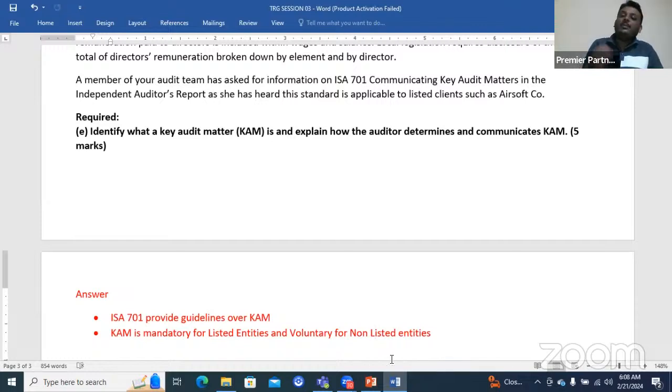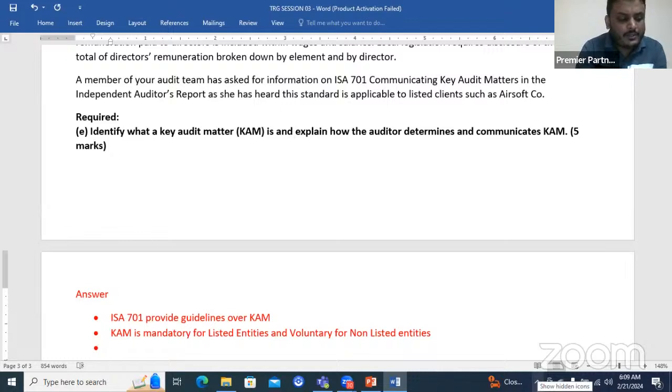So when you are critically evaluating an audit report, this is the third type of question I'm telling, which we still haven't discussed. In a critical evaluation of an audit report in the case study, if they said the company is not listed and they didn't include a key audit matters paragraph, that is not wrong. If they said it is listed and they didn't include a key audit matters paragraph, then it is an issue.